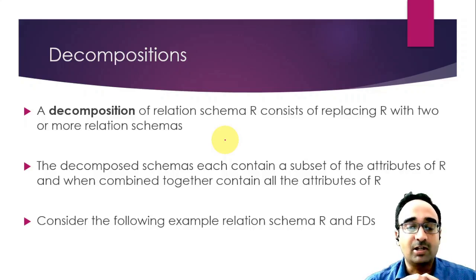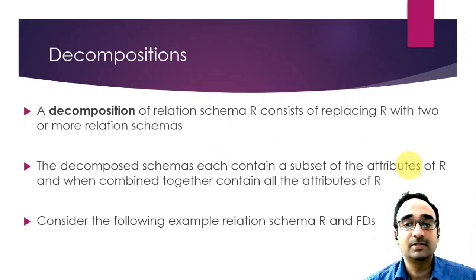So why do we do normalization? It is to reduce redundancy. Typically, what we do to reduce redundancy is take the large table that we have and divide it into small tables. This division of a large table into small tables is called decomposition.